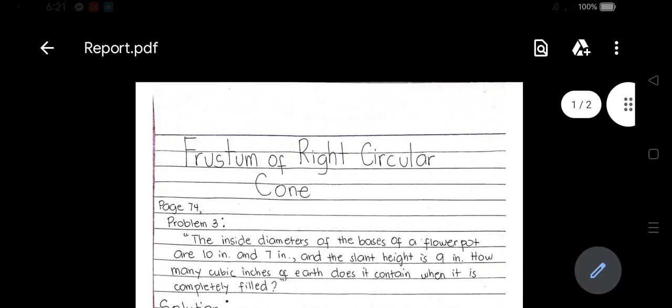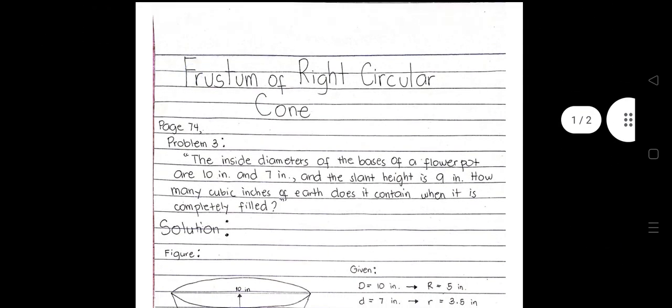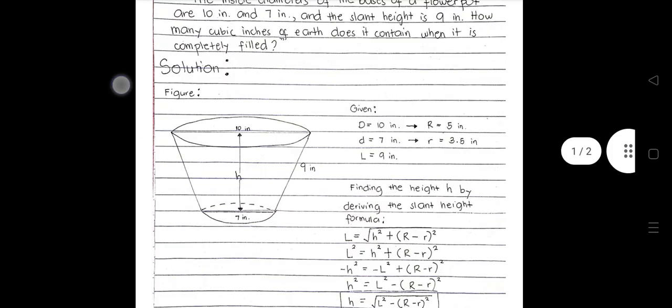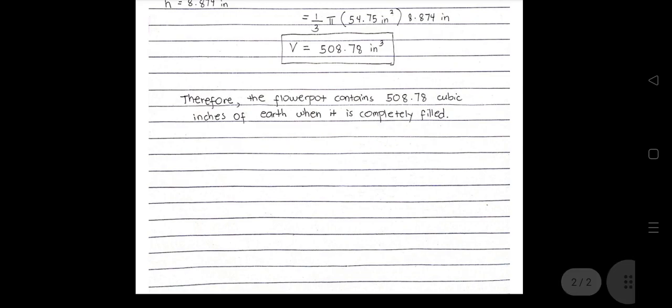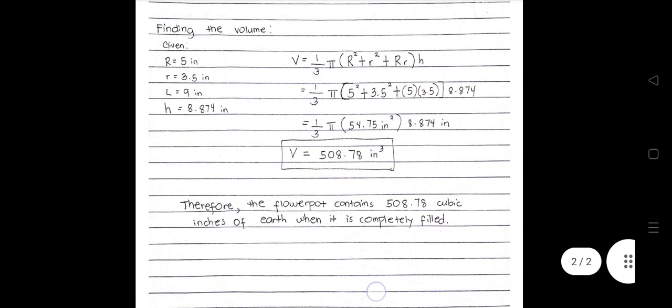So to answer the question of problem number 3, how many cubic inches of earth does it contain when it is completely filled? Therefore, the flower pot contains 508.78 cubic inches of earth when it is completely filled. So that is it.